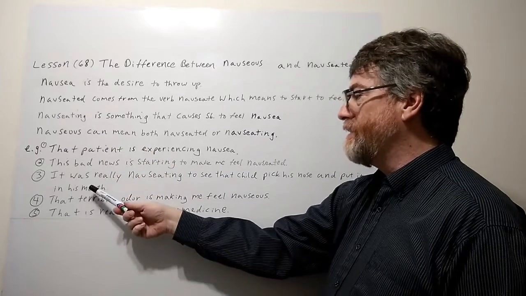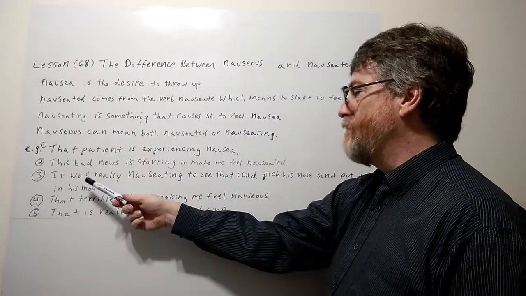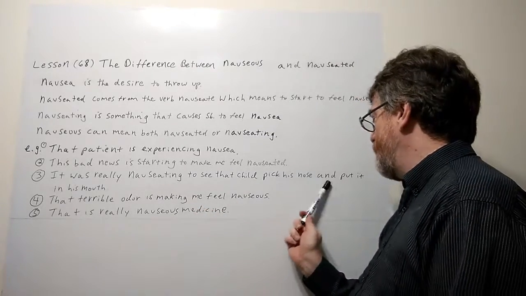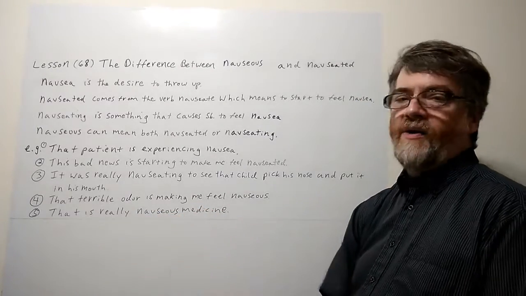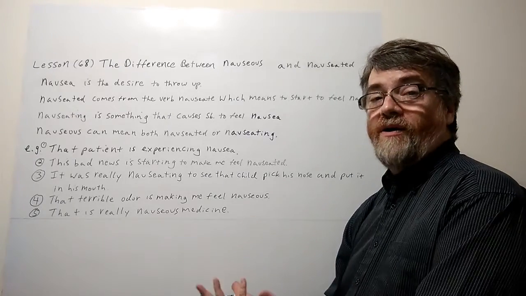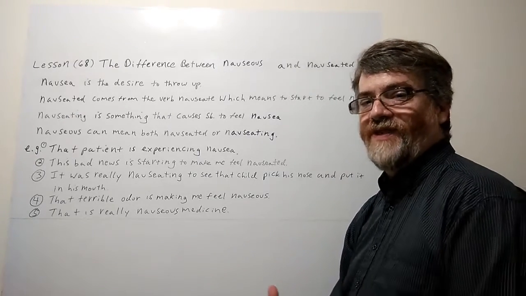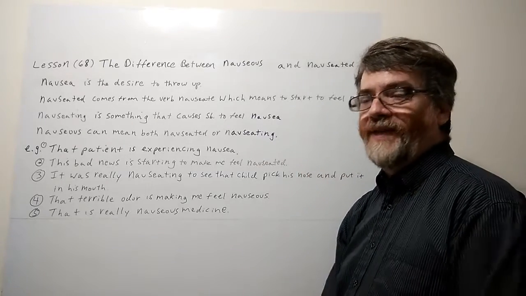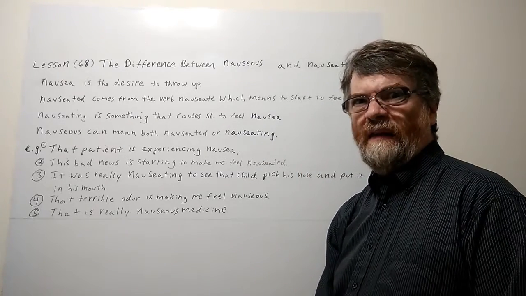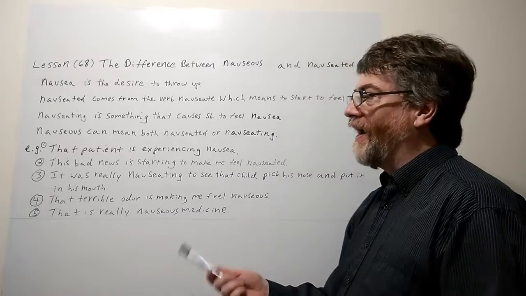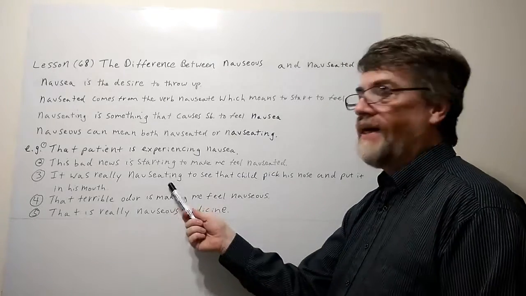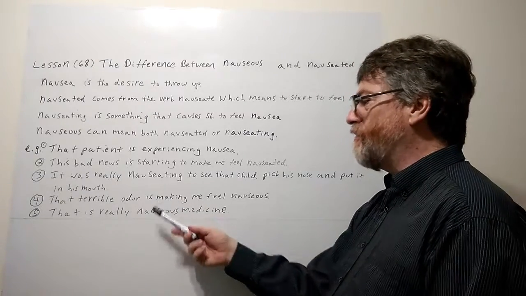Nauseating. All right, so let's look at number 3. It was really nauseating to see that child pick his nose and put it in his mouth. This is what caused you to start to have this feeling. The child picking his nose, and you're looking at it like, ugh, oh my God. This is what caused it. This was the stimulus, so that is nauseating. All right, so let's look at 4 and 5.